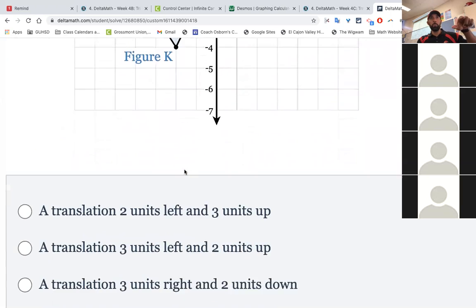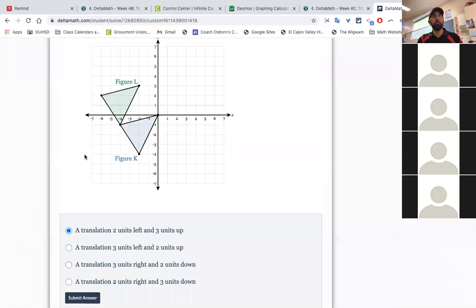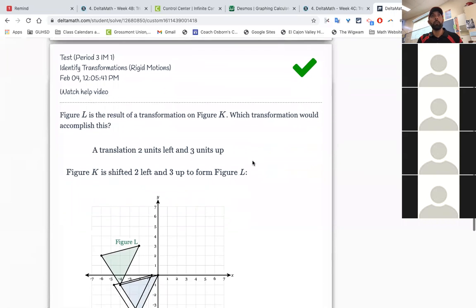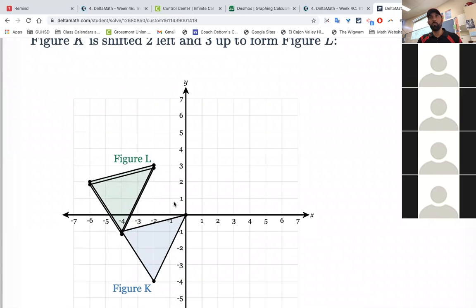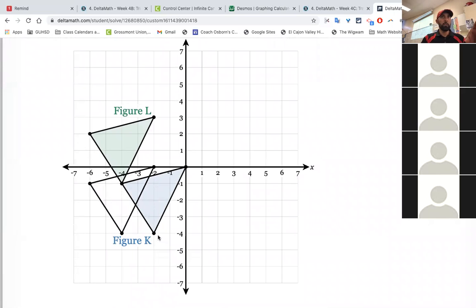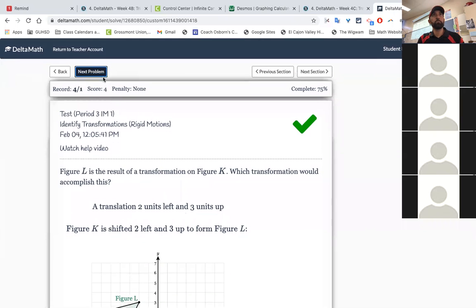So let's see which one matches that. 2 left, 3 up. It's the first choice. All right, so that should be my correct answer. We're good there. The nice thing too is that usually this will show you what that looks like. You can see here it's shifting to the left, and then it goes up 3, okay? And each of those points does the same thing. All right, so let's go to the next one.